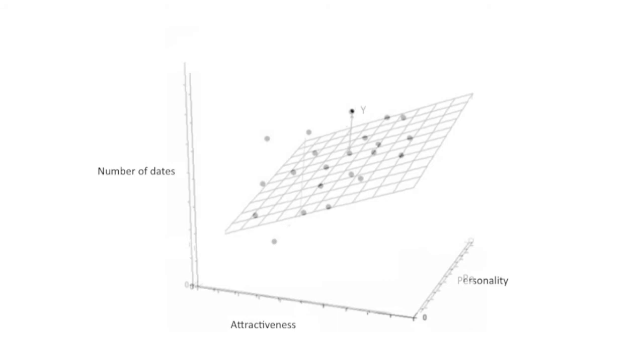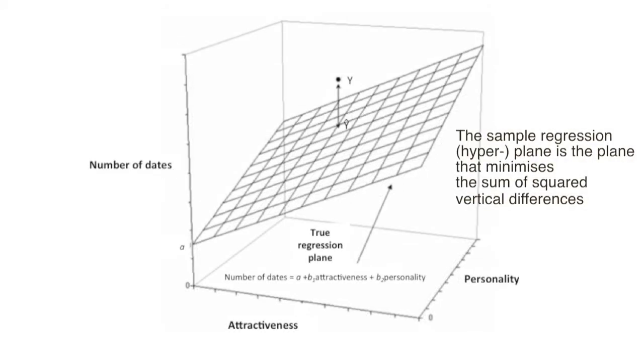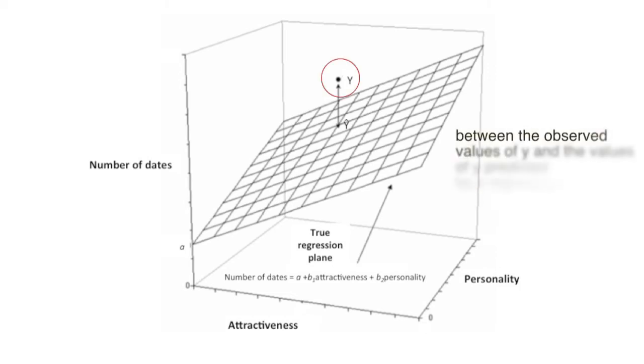So if you take all these points and you try to find the line or the plane that best fits them all at once, you get that plane of best fit. What this means is that the line on the scatter plot, or the plane on the scatter plot, is closest on average to all the observation points that you can see. Now geometrically, the sample regression plane is a plane that minimizes the sum of squared vertical differences between the observed values of y and the values of y predicted by the regression plane.